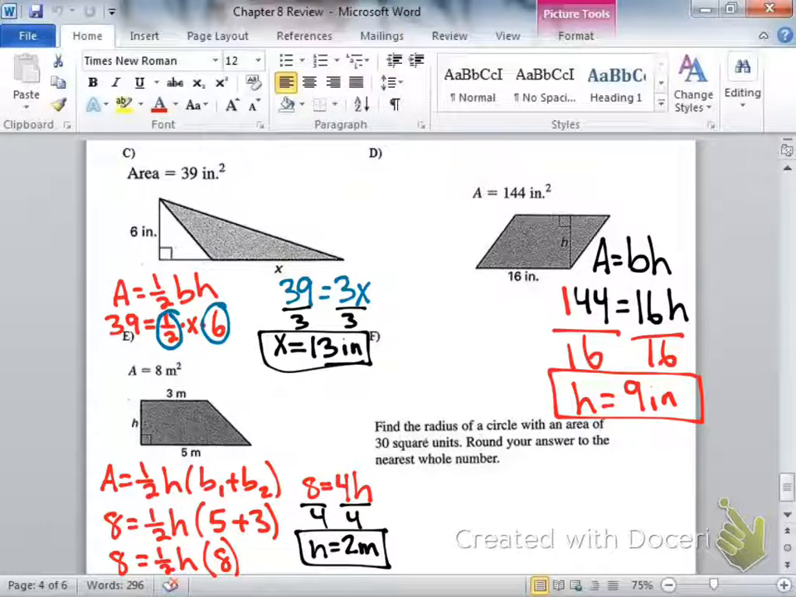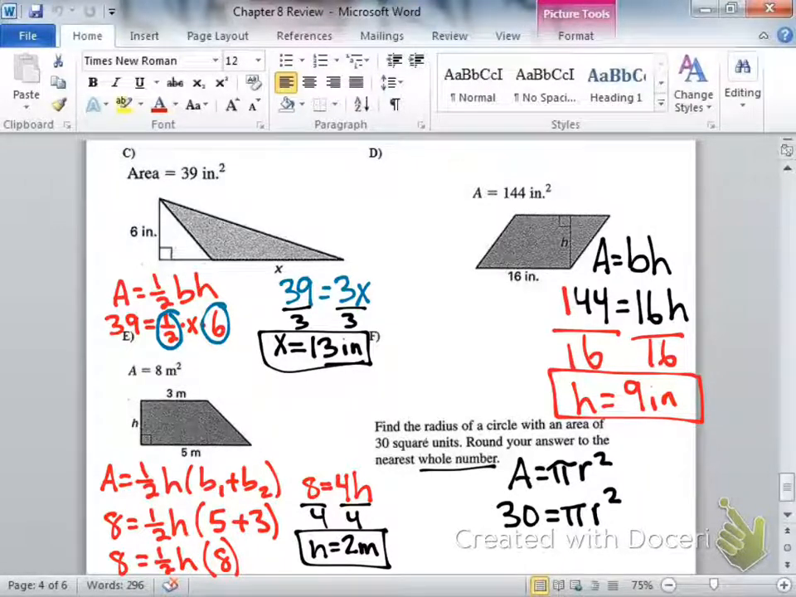Alright, last bonus. Find the radius of a circle with an area of 30 square units. Round your answer to the nearest whole number. So area of a circle is pi r squared. So if the area is 30, and I'm looking for the radius.